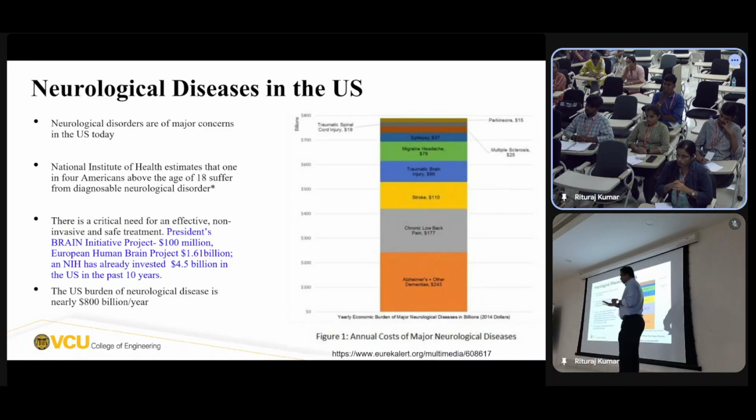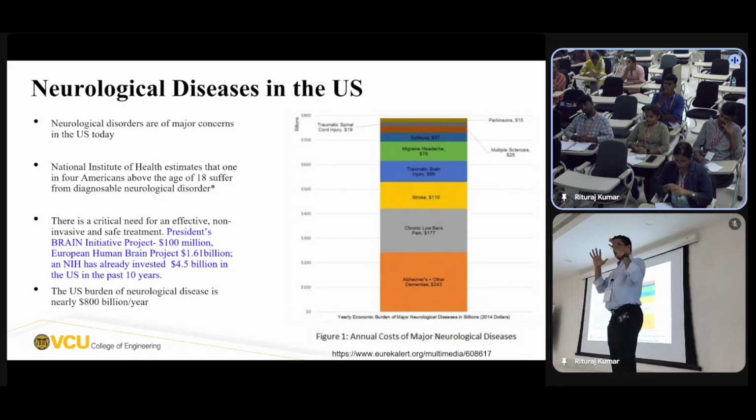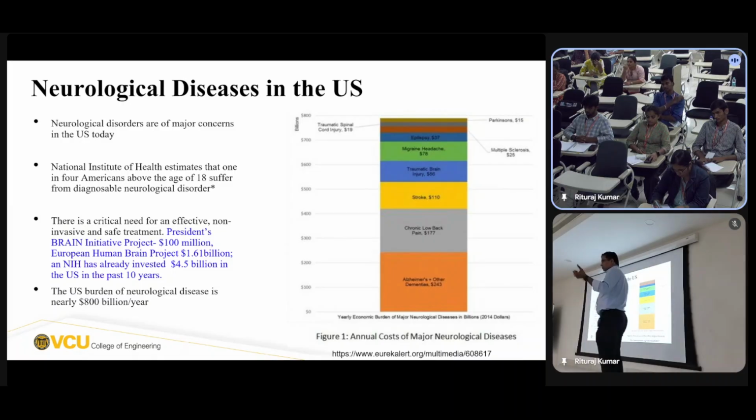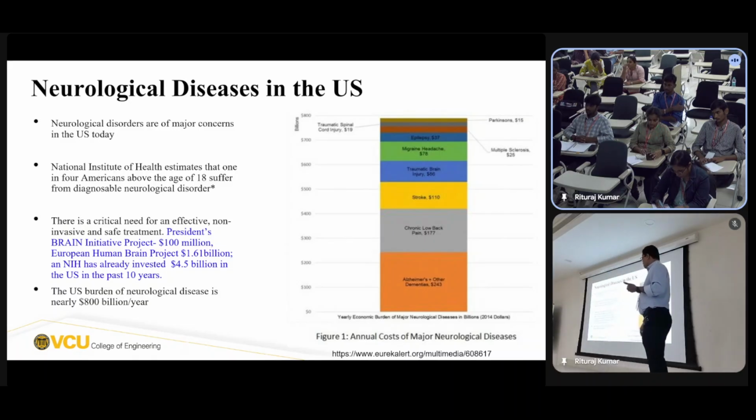Okay, so all over the world, governments are putting a lot of money into brain research. Here are some numbers. In the US, the National Institutes of Health has invested about 4.5 billion, it's about 5 billion now, for brain research. There is the European Human Brain Project as well, and every year there is the Japanese Brain Initiative as well. And so is China, and I'm sure India has one too.